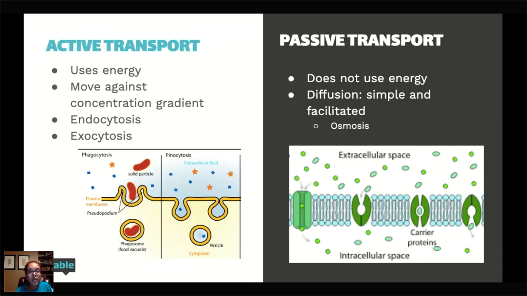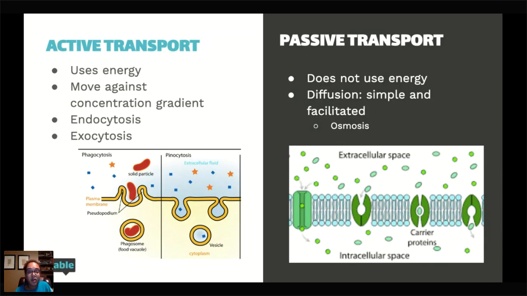And then exocytosis is pretty much those same processes, just in reverse. So there's not specific ones for solid and liquid in exocytosis, but it's pretty much the same thing. It just goes out of the cell instead of coming in. So the vesicle fuses with the membrane, and then it opens and lets the substance out. So then on to passive transport.